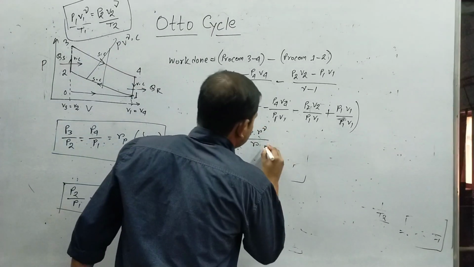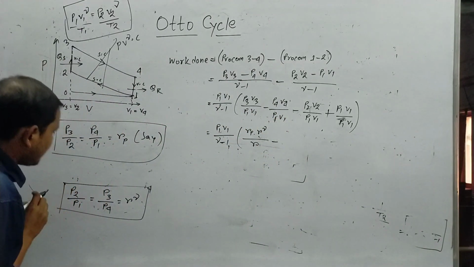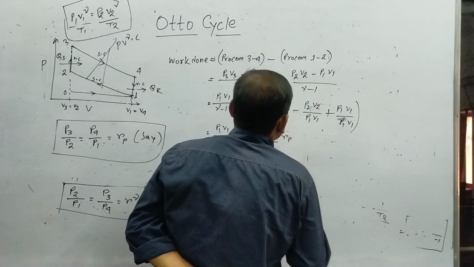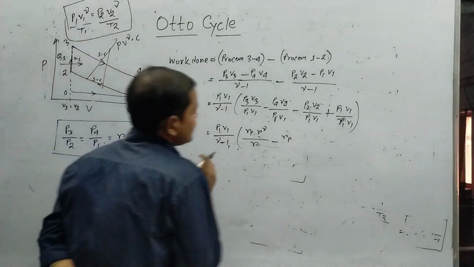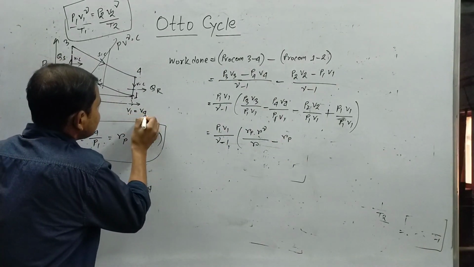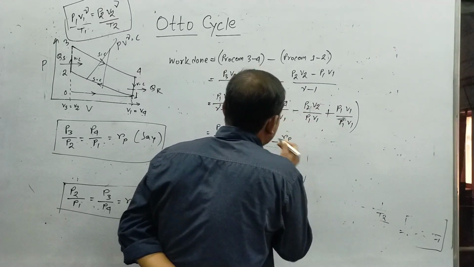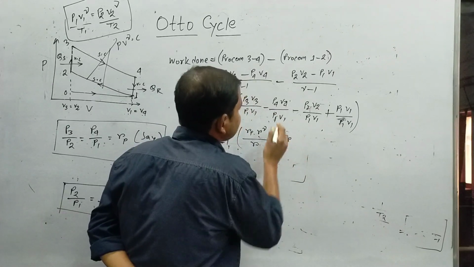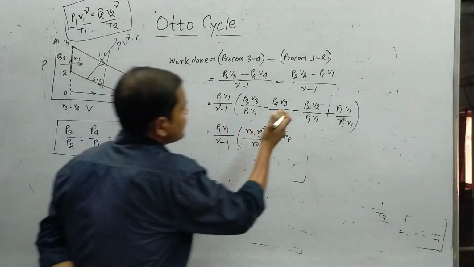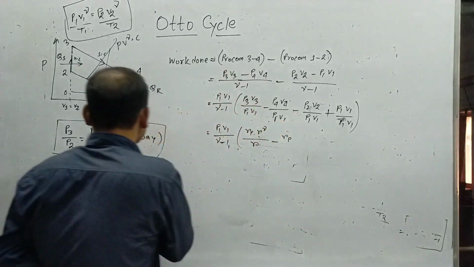Now look at the next term. What is the next term? P4 and P1. What is P4 by P1? P4 by P1 is nothing but generally RP, that is the pressure ratio. And V4 is equal to V1, that means this will be cancelled out, so this term will be generally only RP, that is the pressure ratio.